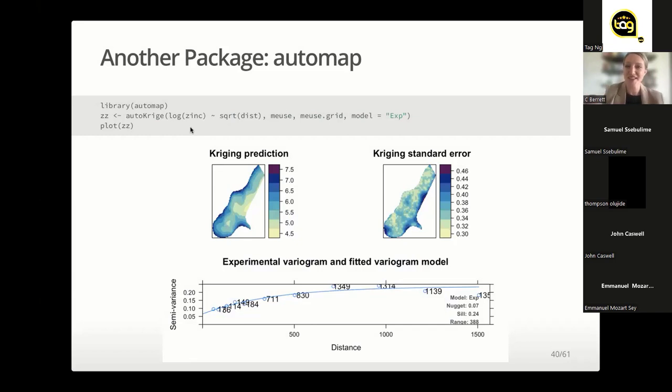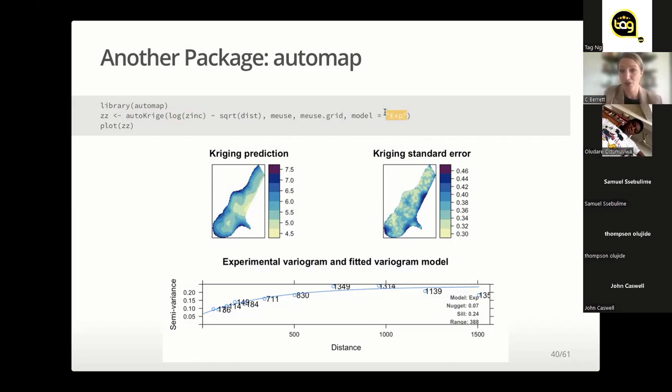Another package that does things more automatically is automap, and they have this function called autoKrige. I just threw in the formula that we were using, the log-zinc as a function of the covariate, square root of the distance to the river. muse is the object we're estimating from, muse.grid is the new data we're predicting to, and then you can specify the covariance structure, exponential. The default plot is to plot the kriging predictions and then the kriging standard errors.